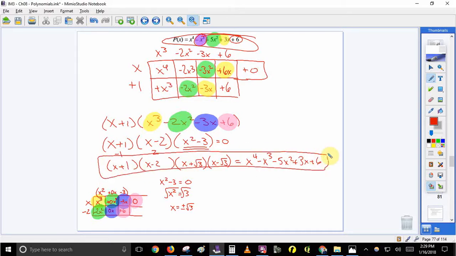And we are done. If we graph this, we would have roots at -1, positive 2, square root of 3, which remember is about 1.7, and negative square root 3. So our polynomial looks something like that.